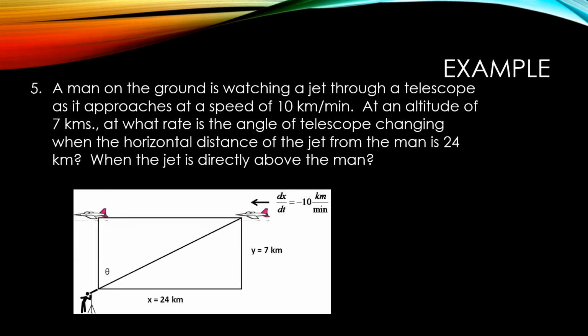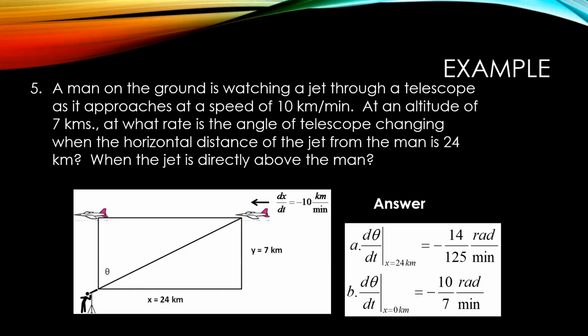Now, this one's quite easy. A man on the ground is watching a jet through a telescope as it approaches at a speed of 10 kilometers a minute. At an altitude of 7 kilometers, at what rate is the angle of the telescope changing when the horizontal distance of the jet from the man is 24, and when the jet's directly above the person? So it so happened, guys, that the angle in here, I'm not sure if it's correct, because typically when we measure angles, it's not with the vertical. It's typically with respect to the horizontal. I'm not sure whether this is correct. But we can solve. Let's see.